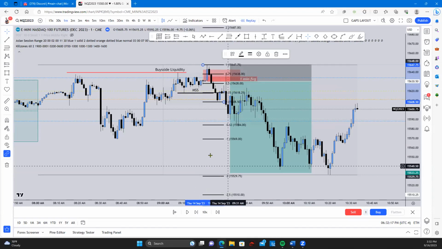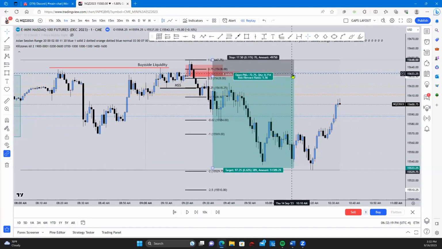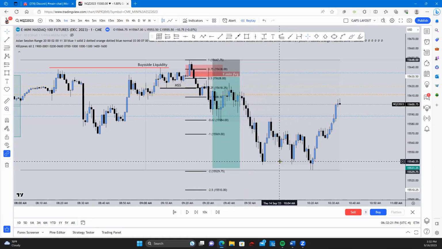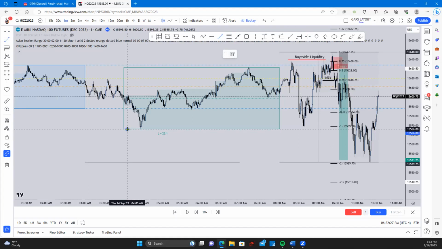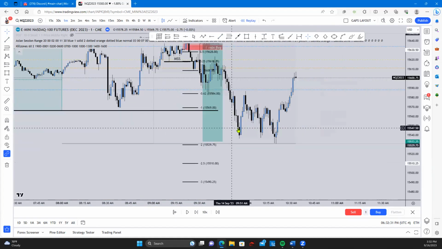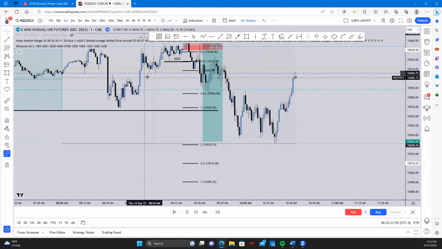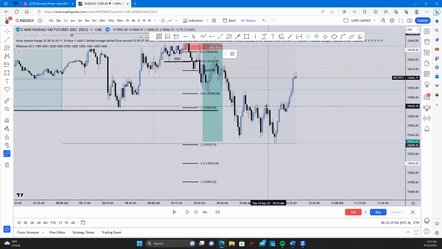Okay, so now we're in New York session. What did we do here? We took out sell side. Here, we took out London lows, right? Create this low, 2, 3. We get our market structure shift here.